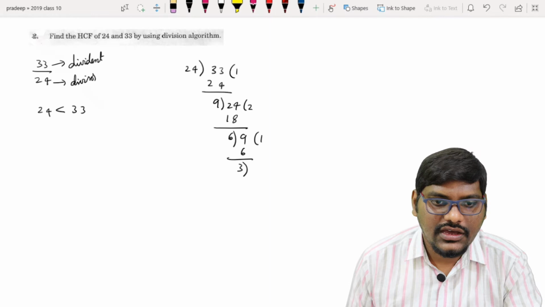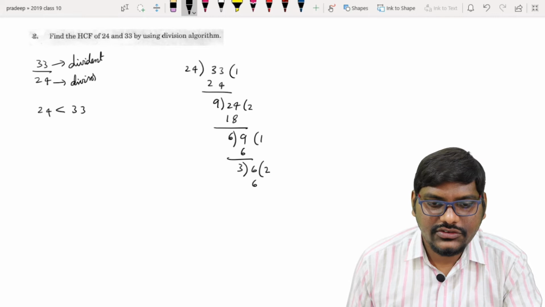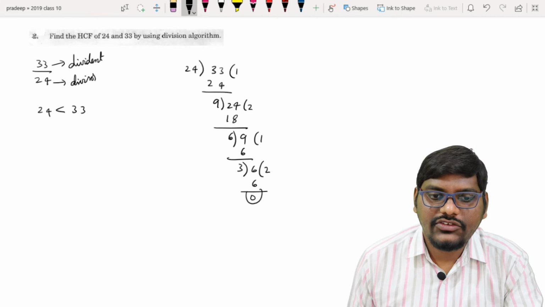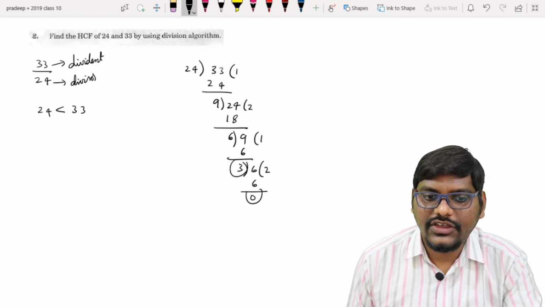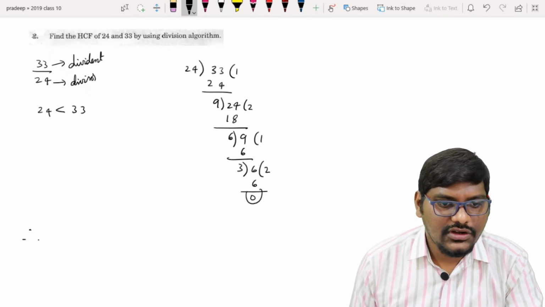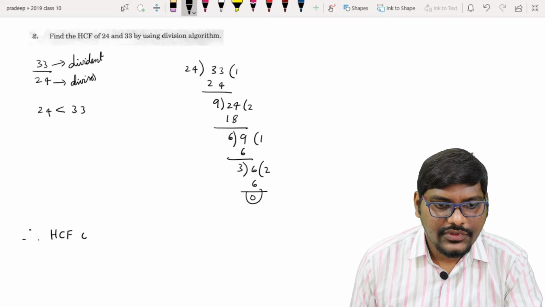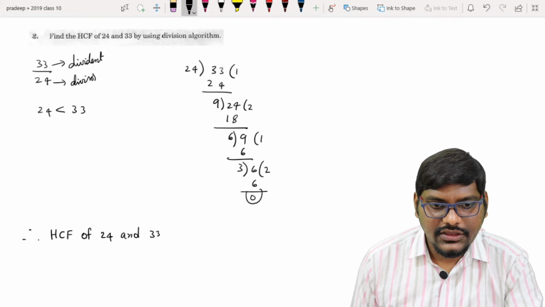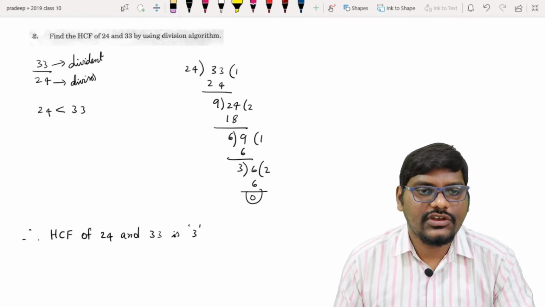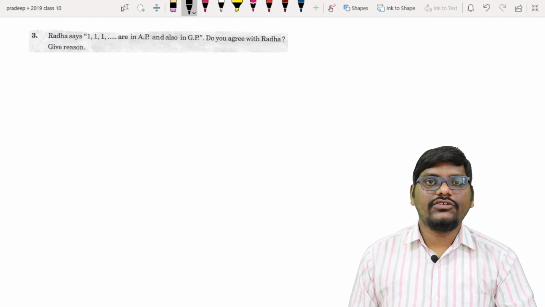So now 6 is the dividend. So we can say 3 twos are 6. Alright, 6 minus 6 is 0. So now what is the HCF here? In the sense, the last divisor will be the HCF. So 3 is the HCF for this. So we can write, therefore HCF of 24 and 33 is 3. Okay, so this is the way we'll find out HCF using division algorithm. So let's see question 3.